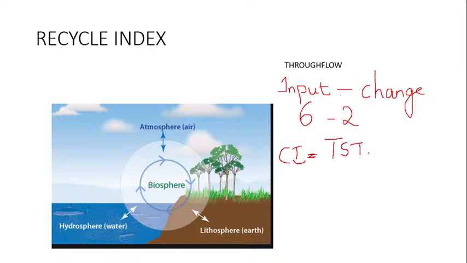CI, that is the recycling index, is equal to TSTc, the through flow cycled in the compartments, divided by TST. CI means cycling index. CI is the recycling index and TST is the total system through flow, and TSTc is the part of it which is cycled. The recycling index actually gives a very negligible idea about the cycling rate.